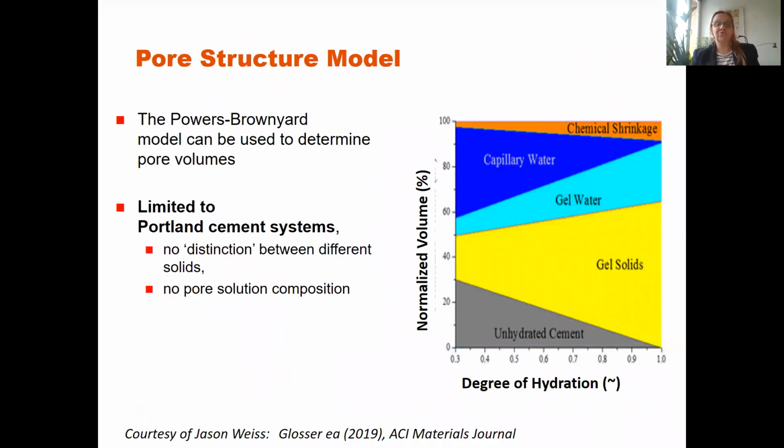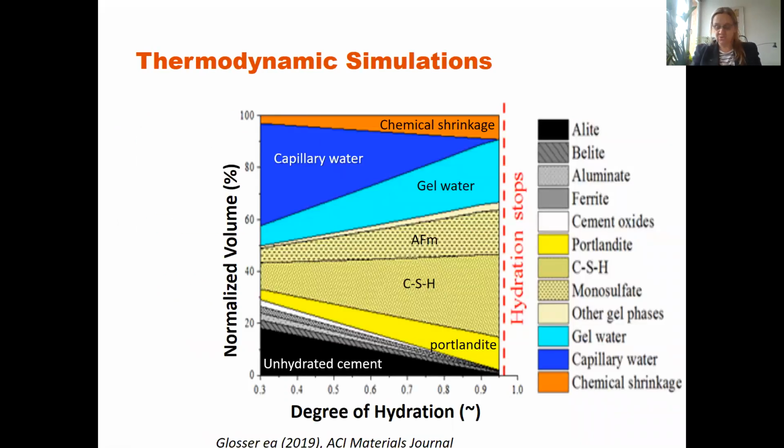I assume most of you know the Powers-Brownyard model, which can be used to determine pore volumes and the volumes of the hydrates. However, this model is limited to Portland cement systems, and no distinction between different kinds of solids can be made. In addition, we cannot obtain any pore solution composition. An advancement to this model is to use thermodynamic modeling to predict the volume of the hydrates and the liquid phase as a function of the degree of hydration.